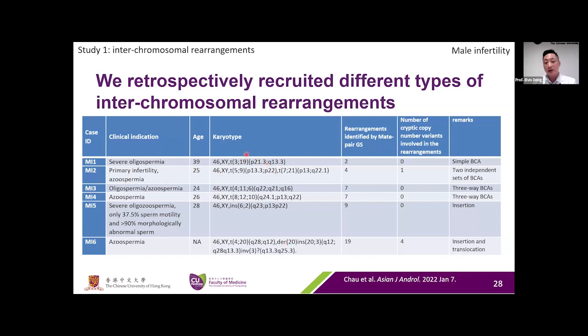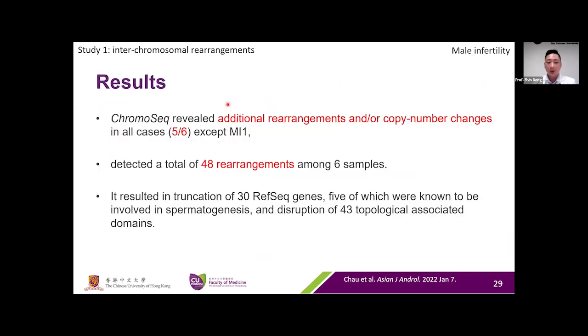The first one is a simple translocation. The second one has two independent sets of balanced translocations. The third one, as well as the fourth one, are affected by three-way balanced translocations. The fifth one is an insertion from chromosome 2 into chromosome 6. The last one is a complex rearrangement. I will exemplify using one case later.